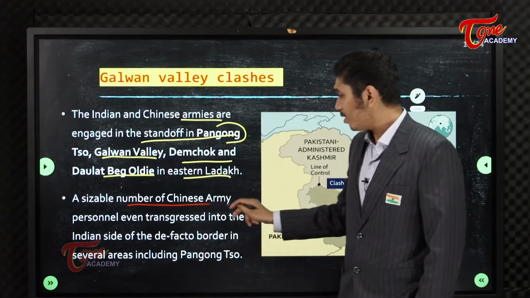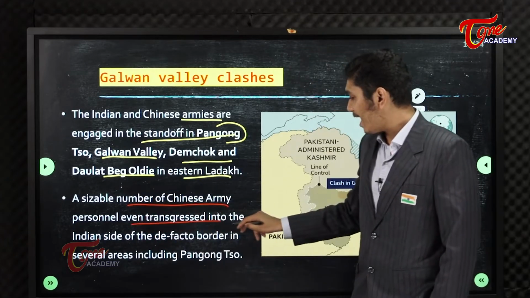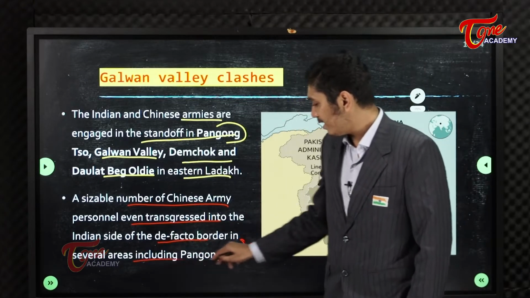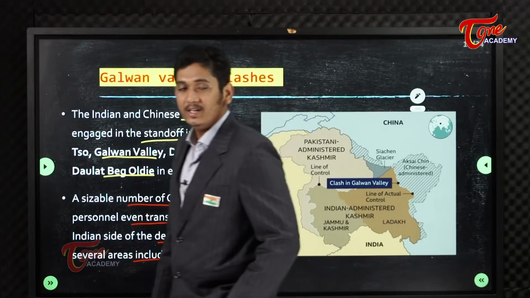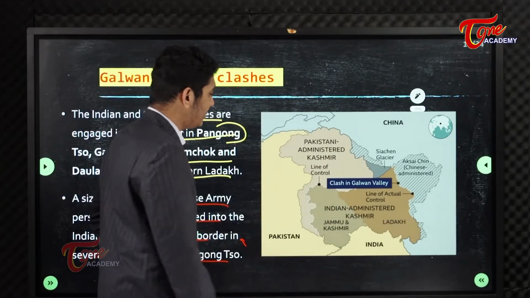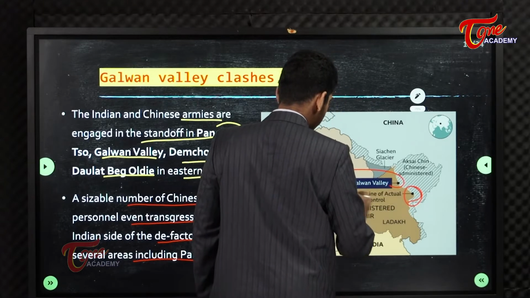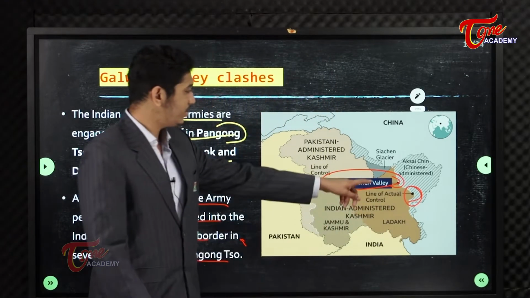A sizable number of Chinese army personnel even transgressed into the Indian side of the de facto border in several areas including Pangong Lake. So this is the region where exactly it happened. Here it happened, in the Galwan Valley clashes region. One can note that down.